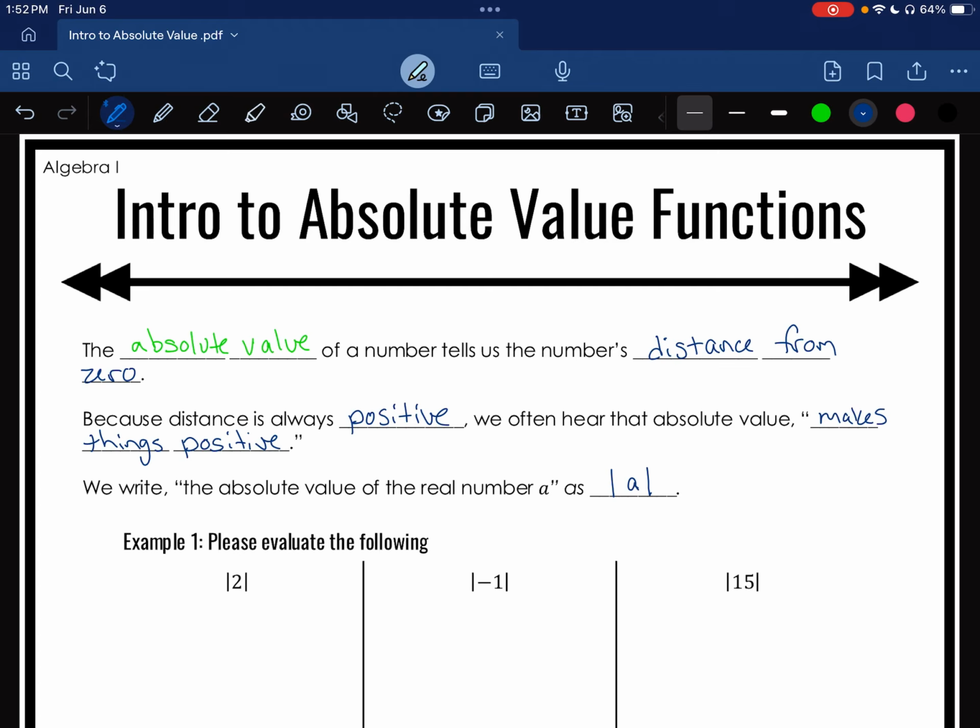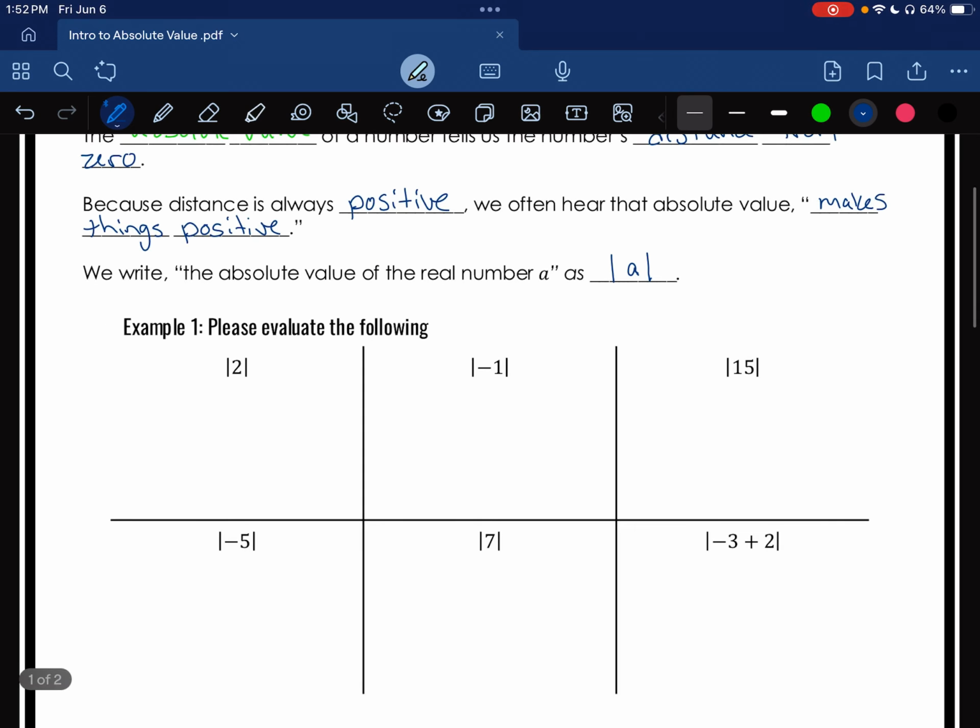There. All right, so let's go ahead and evaluate the following. What we're thinking about is just that number's distance from zero. So the absolute value of 2 is just going to be 2. But with -1, it's 1 away from 0, which is 1 to the left. So it becomes positive 1. The absolute value of 15 is just 15. Go ahead and take a second to do the next 3.